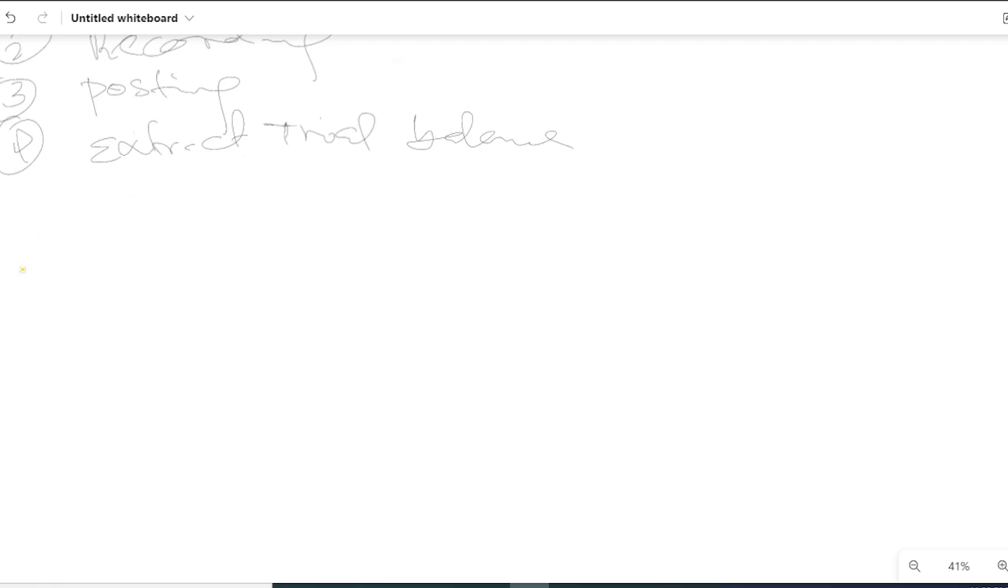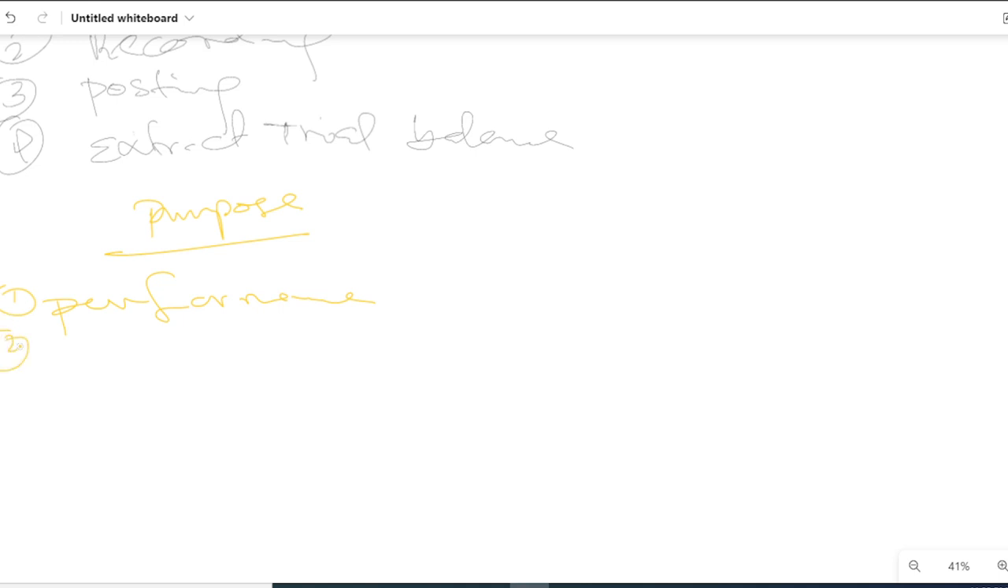So now let's look at the purpose of accounting. Purpose. We have number 1. Accounting measures the performance. You can only use accounting to measure the performance of this business. When you don't have financial records, you will not be able to know the performance of your business. But with your accounting record, you'll be able to know the performance of your business.